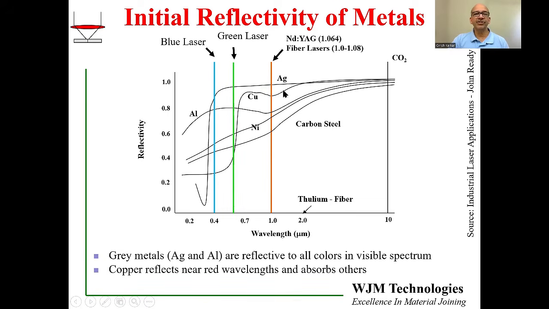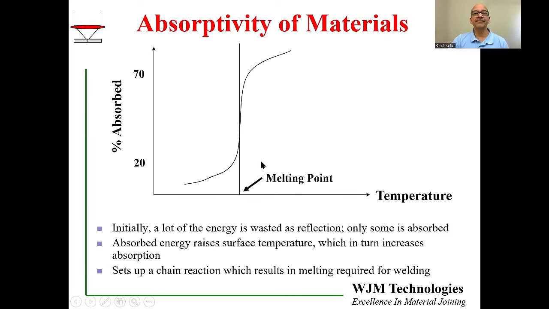Keep in mind that this chart is shown for reflectivity, or the other way around, looking at it is absorption, at room temperature. One of the interesting aspects of lasers is that the absorption actually changes very quickly with temperature. And that makes it possible for us to use various wavelengths, even though the initial absorption may not be good. How does that work? Let's look at it in the next slide.